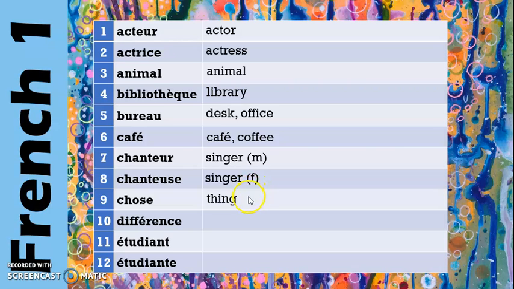Chose means thing, masculine or feminine. Différence, okay, means difference. You probably figured that out. Masculine or feminine. Étudiant means student, but a boy student, a guy student. Okay, again, you get a clue on that one. And how about étudiante, which is a female, girl student, woman student. All right, masculine or feminine. And again, you have a clue.